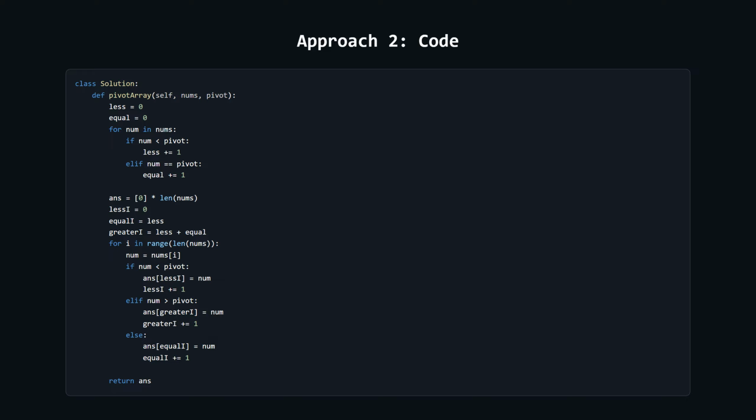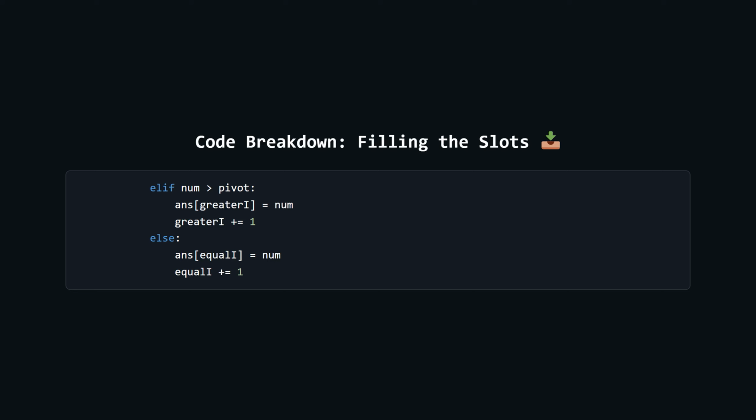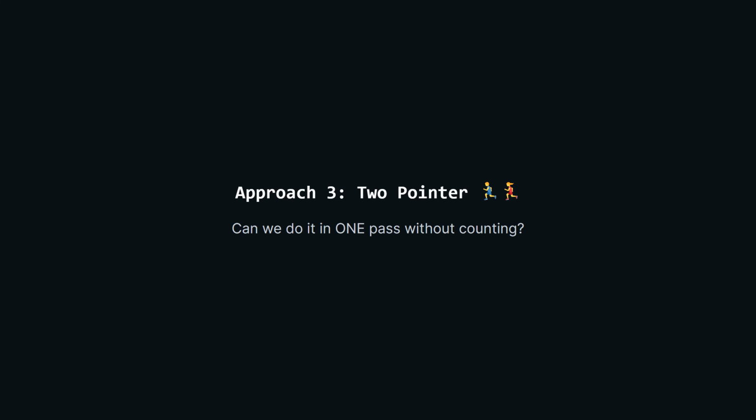Here is the full code for this 2-pass method. Let's look at the second pass. In the second pass, we look at each number again. If it's small, we place it at the small pointer and then move that pointer forward by 1. We do the exact same thing for the larger and equal numbers, dropping them into their pre-calculated slots and shifting the respective pointer.